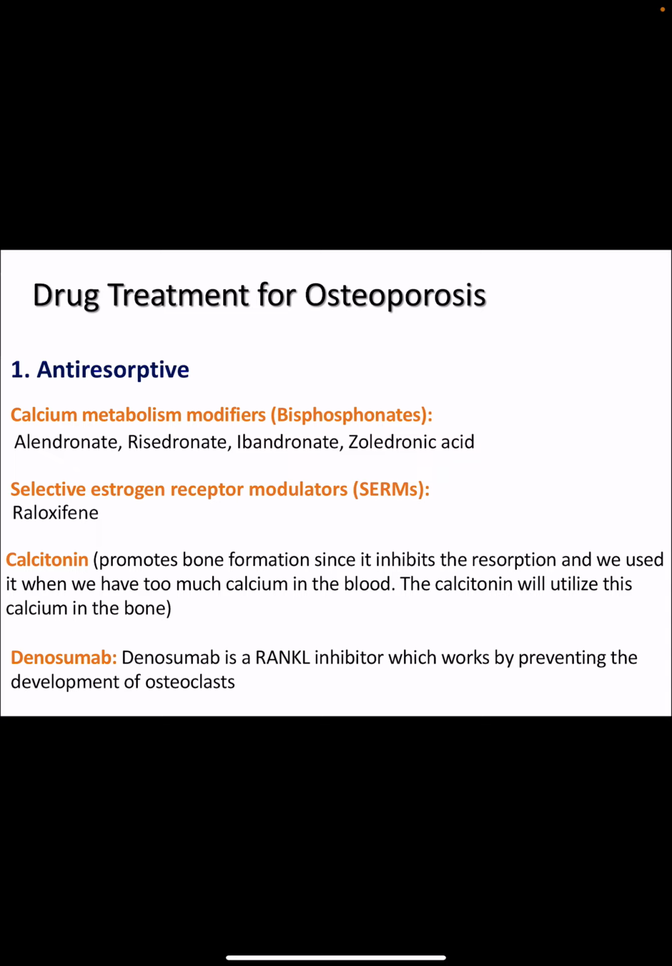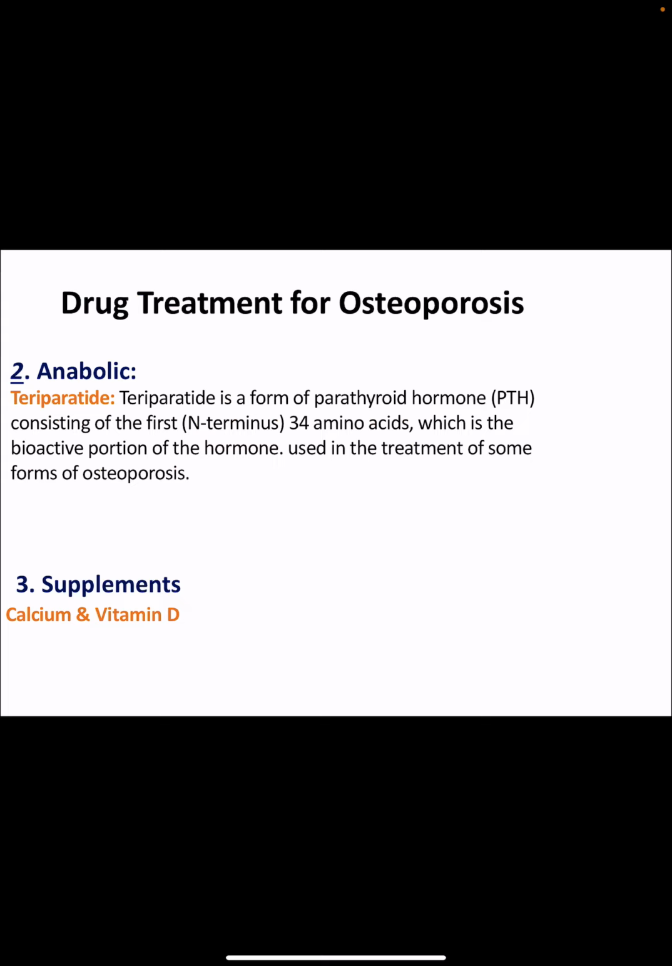Teriparatide is a form of parathyroid hormone consisting of the first 34 amino acids. So what did we say about parathyroid hormone? It stimulates resorption. Is it possible they made a mistake? How are they giving us a drug that increases resorption? Maybe it's because of the feedback.